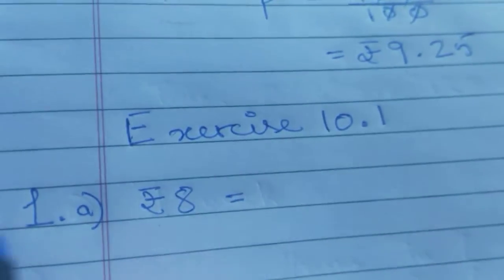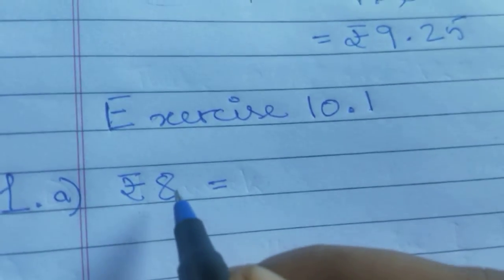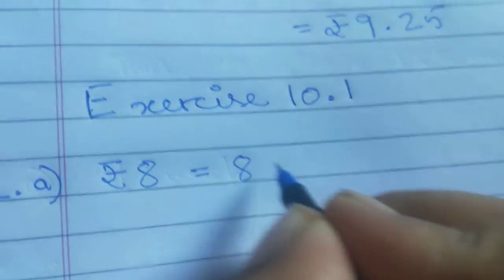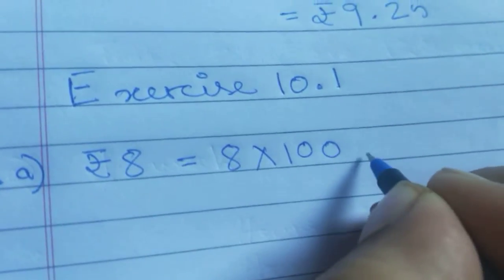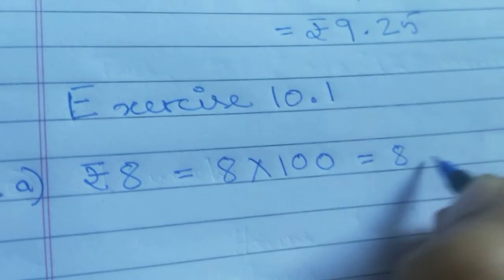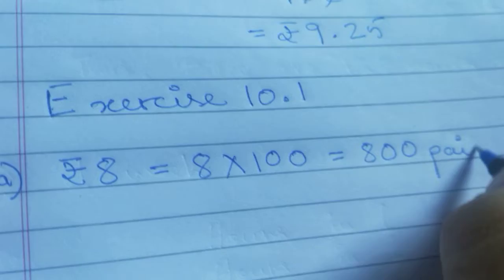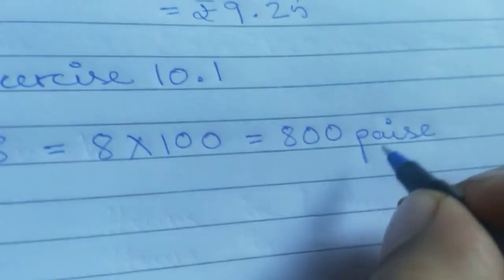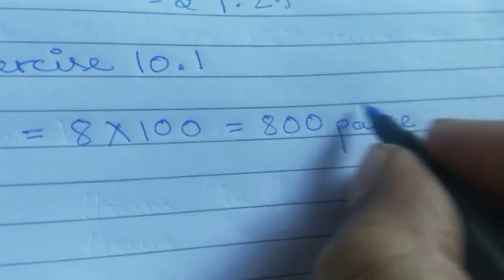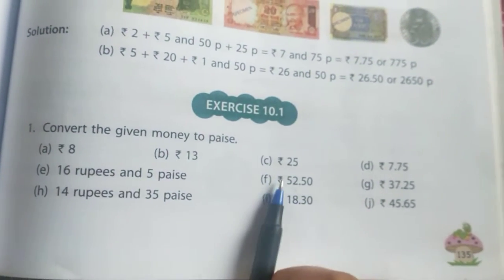Over here in exercise 10.1, question number 1A, you are converting rupees into paise. You simply multiply 8 by 100 and you will get 800 paise. Okay, you can write P or even write paise in whole.